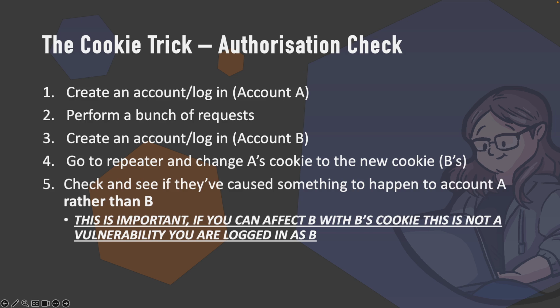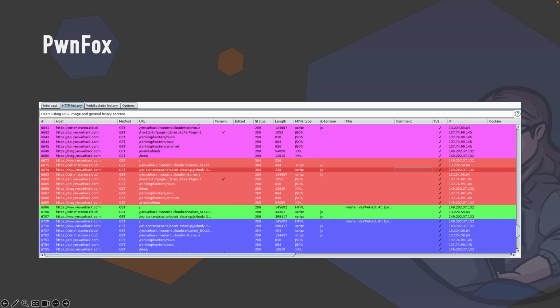Essentially, we're taking a request made by user A, changing it to use user B's cookies and seeing if it still works. So the really easy way to do this is by using a tool called PwnFox. I have a full video on PwnFox coming up, so if you want to see this in use and how to set it up, I really recommend it. It's essentially the idea of Firefox containers, but it automatically colors the requests in Burp. So anything you do with account A will be colored in pink, anything with account B will be colored in green, and you can very quickly see whether or not it's breaking the authorization.